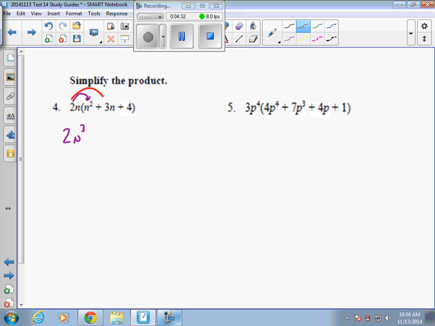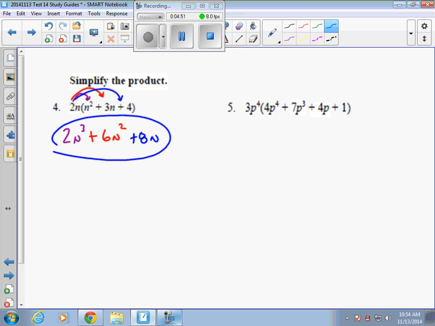Distribute it to the next one. 2 times 3 is plus 6. n to the first plus 1 is going to be n squared. And then distribute 2n one more time to 4. 2n times 4 is plus 8n.